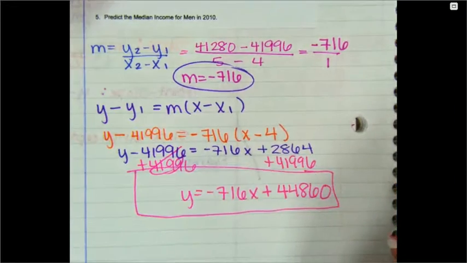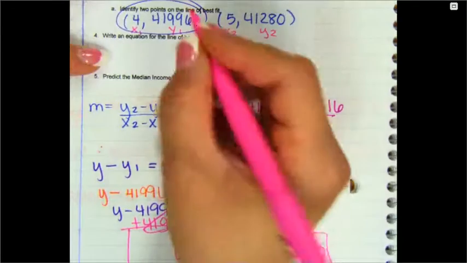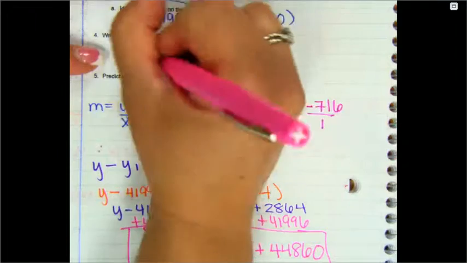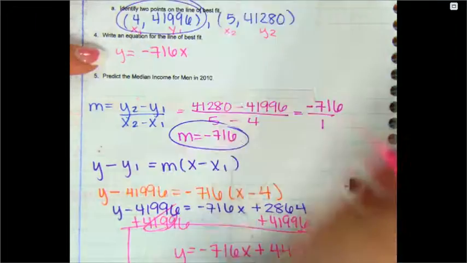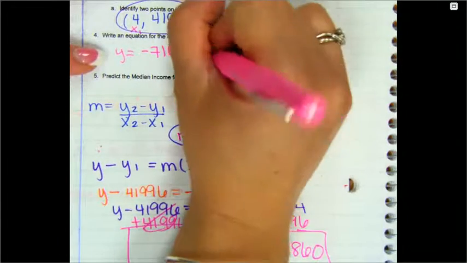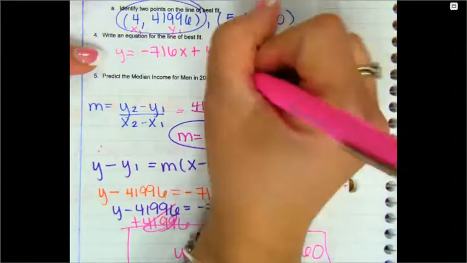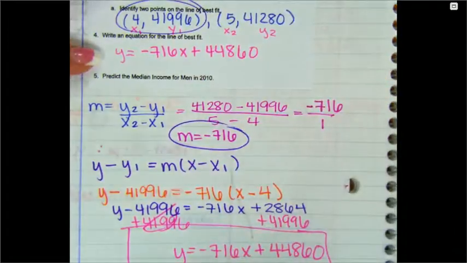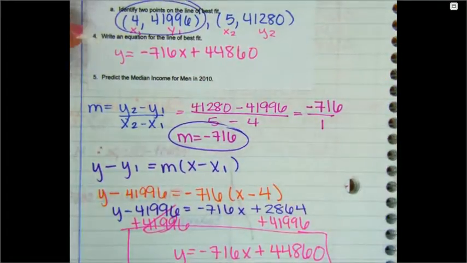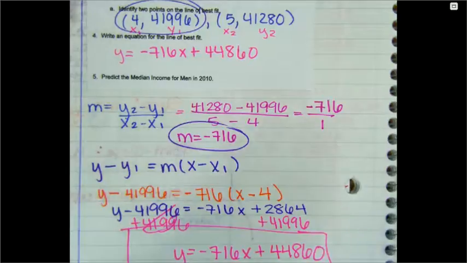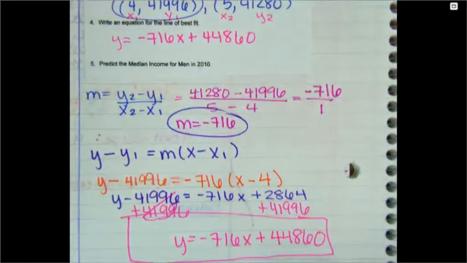This is going to go for number what? Number 4. So y is equal to negative 716x plus 44,860. We okay? Do we understand? What do you need, Aaron? It's all right there. What do you need?